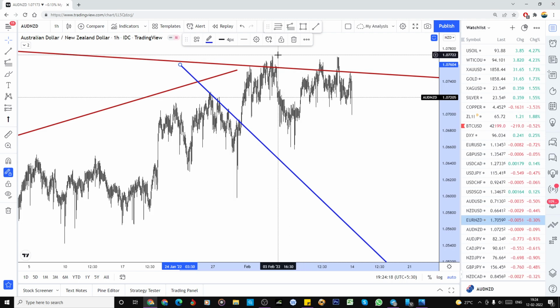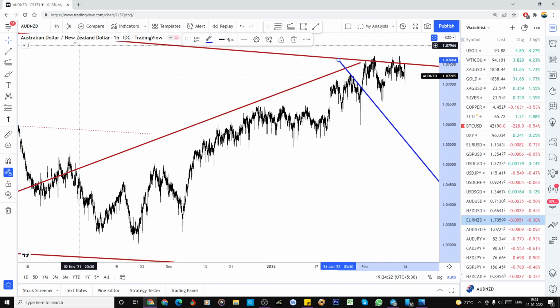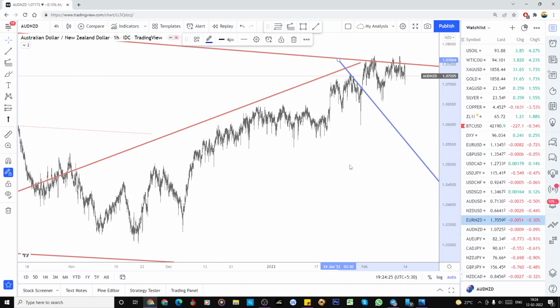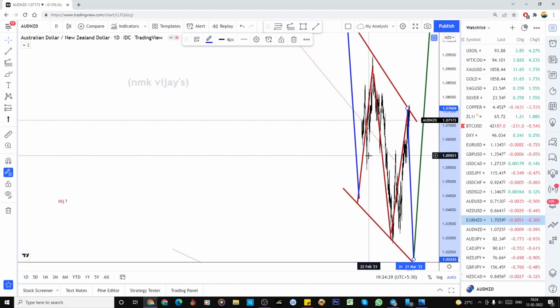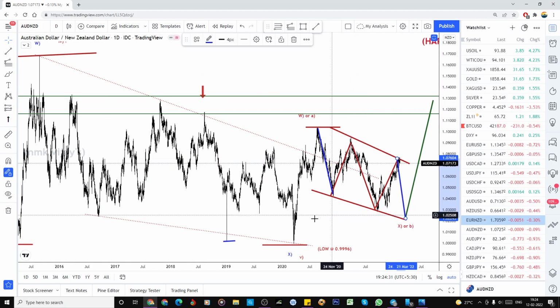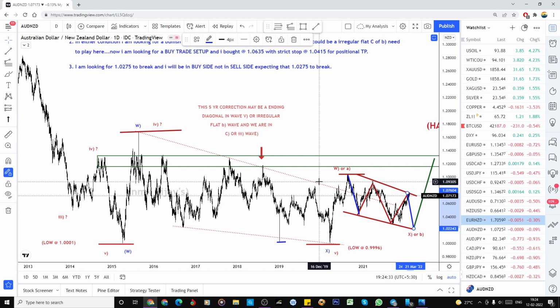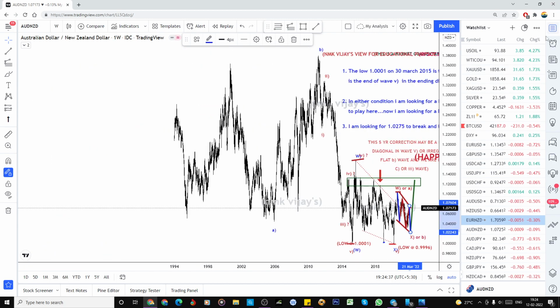I've already placed the stop loss here, and it didn't touch that stop loss. I'm not trading the minor currencies, but for me it's a promising trade. This is looking like one more three-wave structure, right? I will show you the detailed analysis.